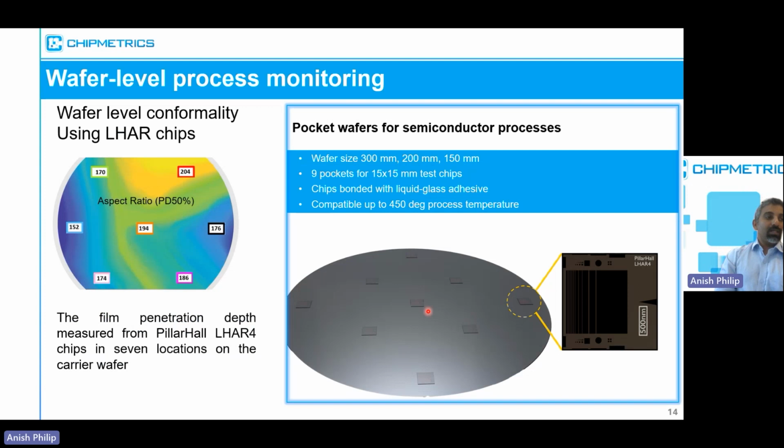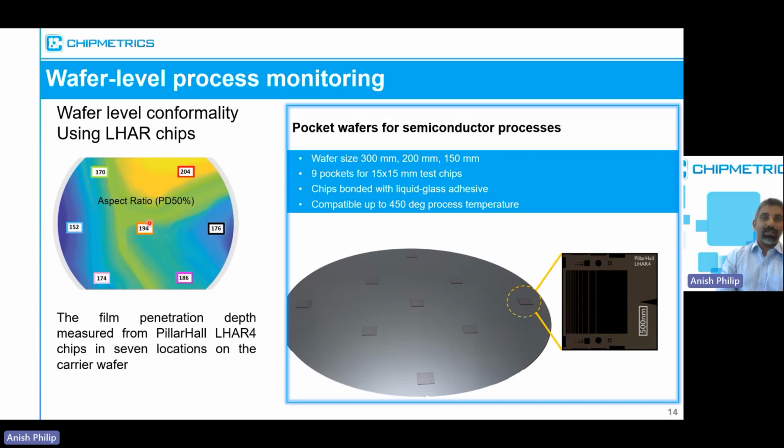So as I mentioned previously, we can utilize these PillarHall chips for wafer level conformality. Here we are showing an example using a 200 millimeter silicon wafer. In this case we used 7 PillarHall chips in different positions, and we did the ALD depositions, and then we measured the penetration depth, so we could see how the penetration depth varies with the position.